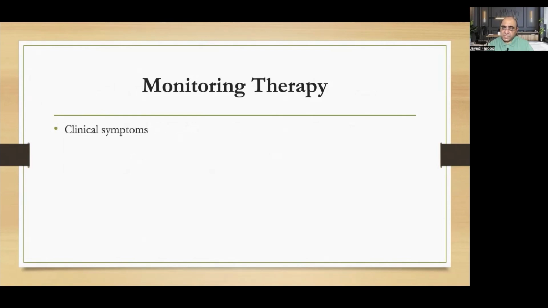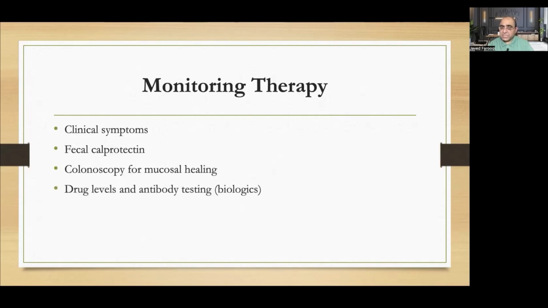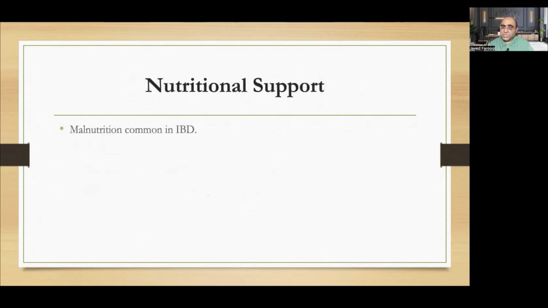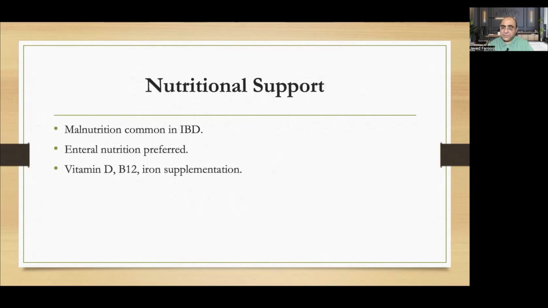To control the symptoms, you monitor the patient by keeping a record of the clinical symptoms, fecal calprotectin, and colonoscopy for mucosal healing. And of course, drug levels and antibody testing if the patient has been started on biologics. Nutritional support is very important. Malnutrition is common in inflammatory bowel disease, so enteral nutrition is preferred. Vitamin D, B12, and iron supplementation is very, very important.